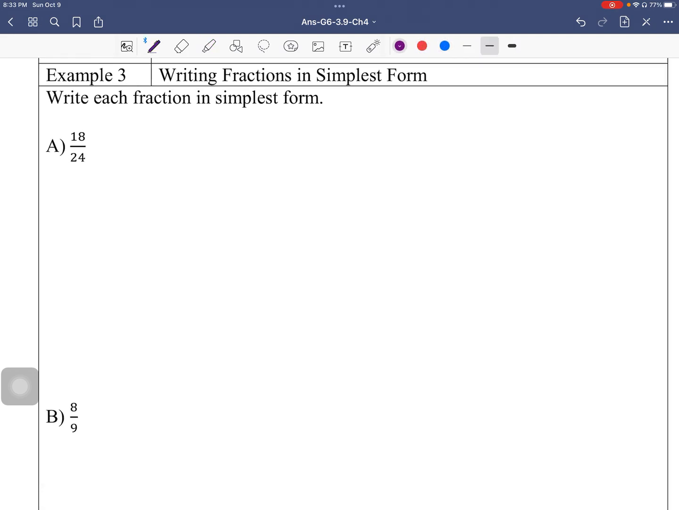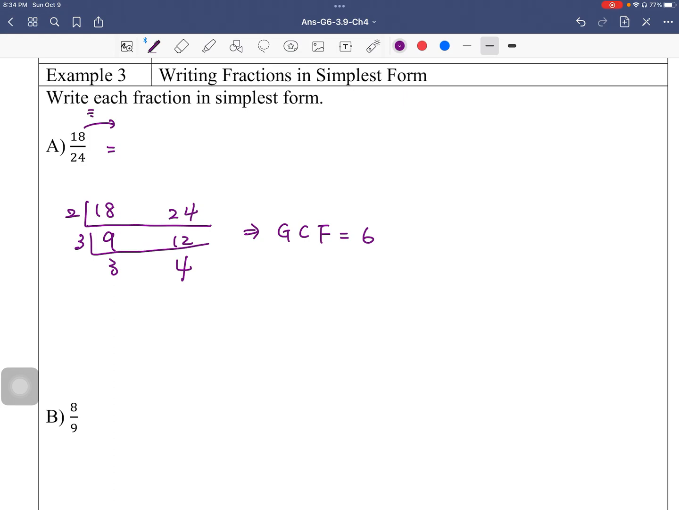So how do we write this in the simplest form? Basically, I want to find the GCF. To find the GCF, I use short division: 9 and 12 divided by 3 gives 3 and 4. So the GCF is 6. When we divide by 6, this is 3 over 4. So that's the simplest form.